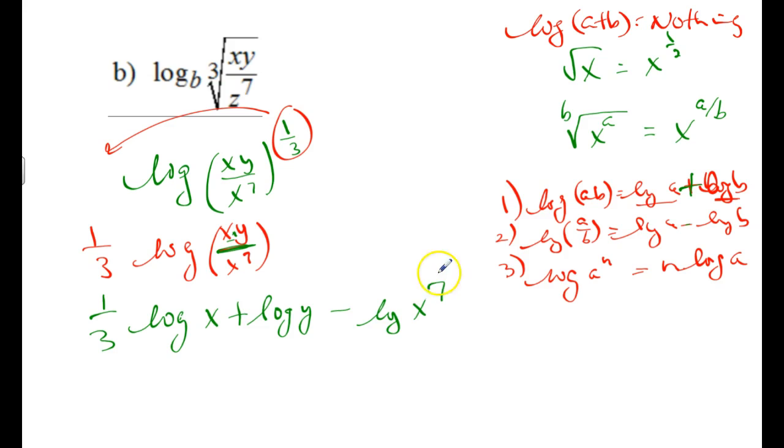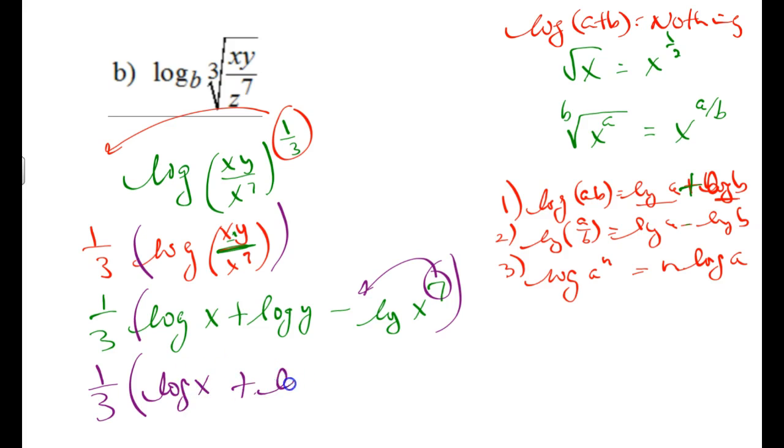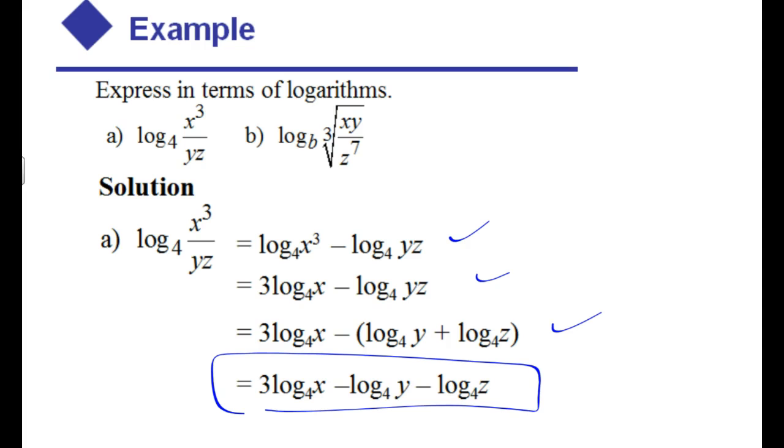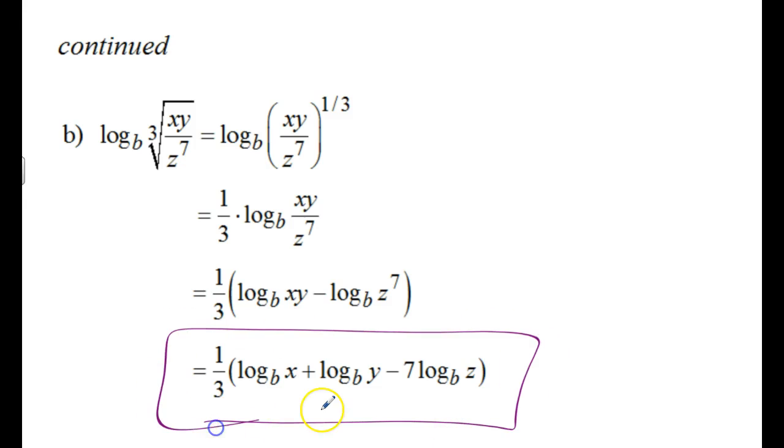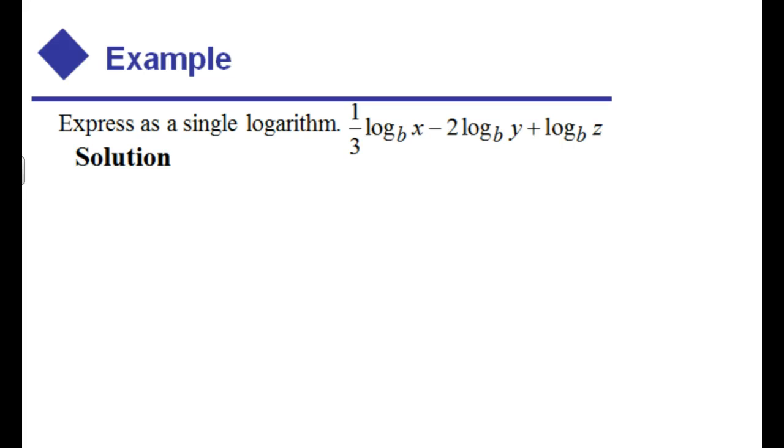But then I can apply this third property again. So final solution, it's actually 1/3 of all of this. So I need parentheses around this. Log of x plus the log of y minus 7 logs of x. So what's important here is whenever you see multiplication, just write it as addition. Whenever you see quotients, just subtract off a log. And that's how the author arrived at this answer as well.